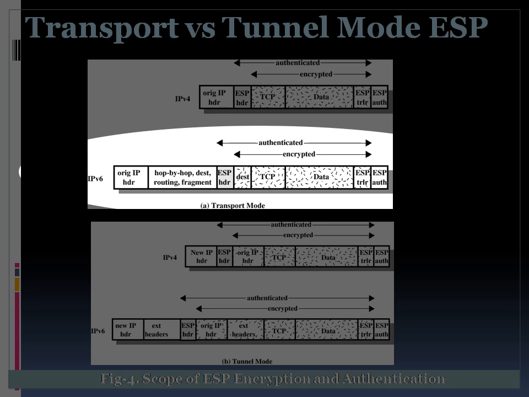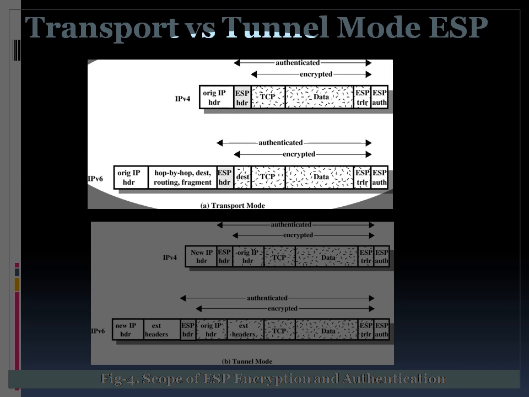Therefore, the ESP header appears after the IPv6 base header and the hop-by-hop routing and fragment extension headers. Now, the destination options extension header could appear before or after the ESP header, depending on the semantics desired. For IPv6, encryption covers the entire transport level segment plus the ESP trailer plus the destination options extension header if it occurs after the ESP header. Again, authentication covers the ciphertext plus the ESP header.